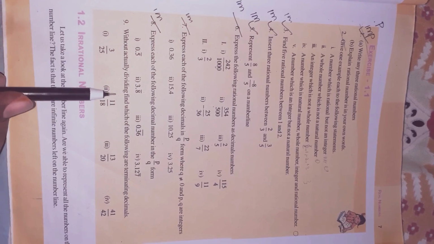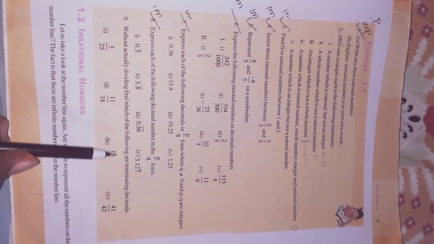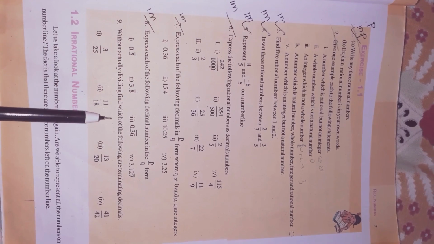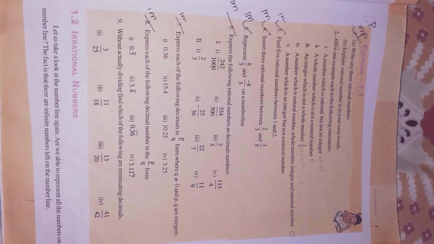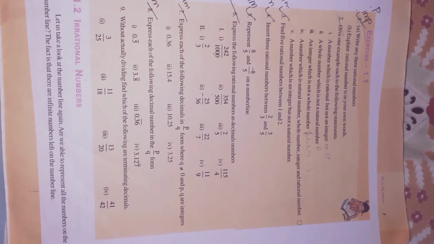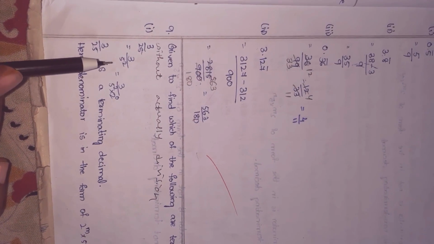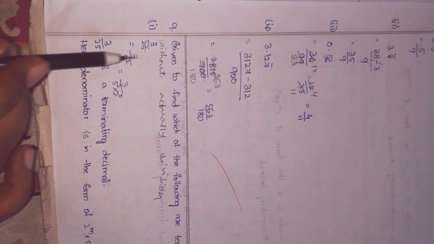Without actually dividing, find which of the following are terminating decimals. Without actually dividing, find which of the following are terminating decimals, it is asking. Without division only it is asking. Means you will see, children. See here, the first one, 3 by 25, is given, children. This 25 can be written as the denominator part.